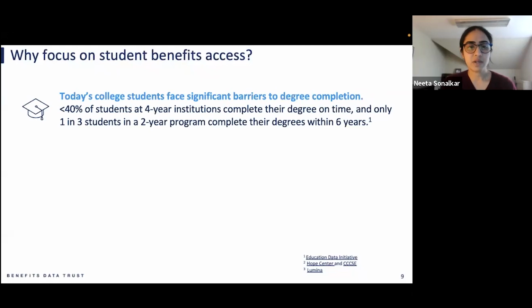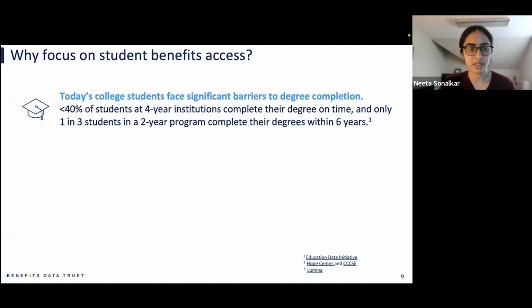BDT's higher ed work is a relatively newer focus for us, and we decided to start building out supports for colleges and students over the past few years to respond to a serious need, which I think many on this call are all too familiar with, and many of you actually experience in your daily work. We know that today's college students face significant barriers to completing their degrees on time, and we know that that has many financial and economic downstream effects.